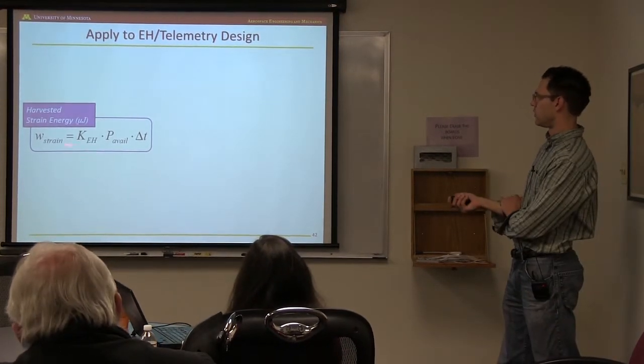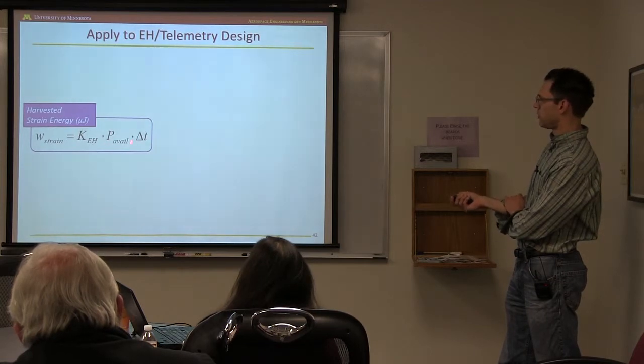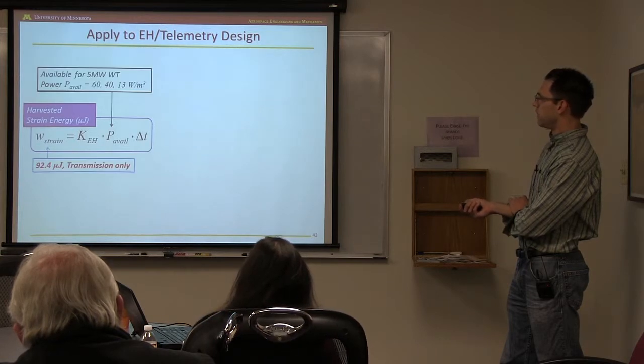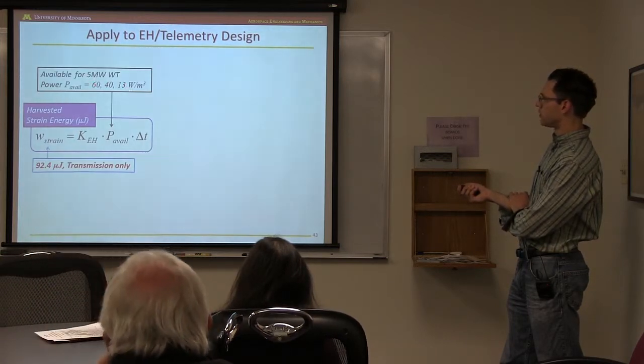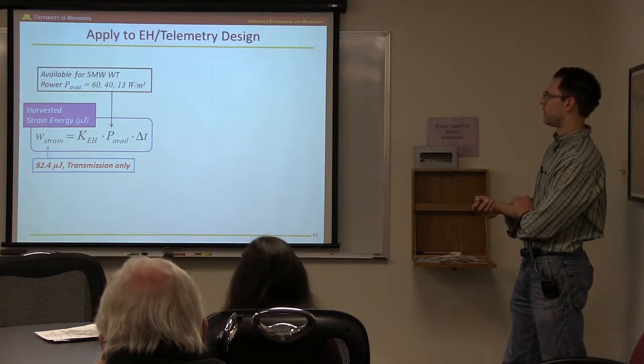So here's our harvester equation. I've just said at best you're going to get about 60 watts per meter cubed. That's the energy that's available. Okay. So I'm going to do 60 watts per meter cubed, and then 40 and 13 are basically numbers for smaller turbines at less favorable conditions.